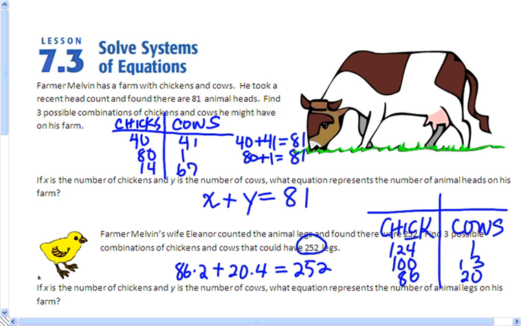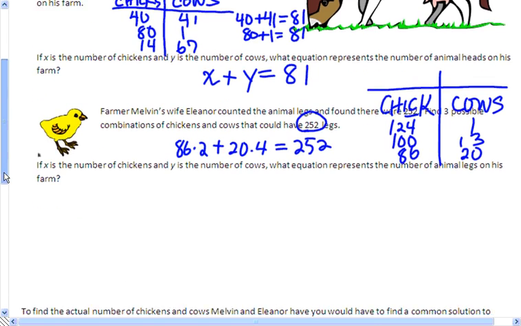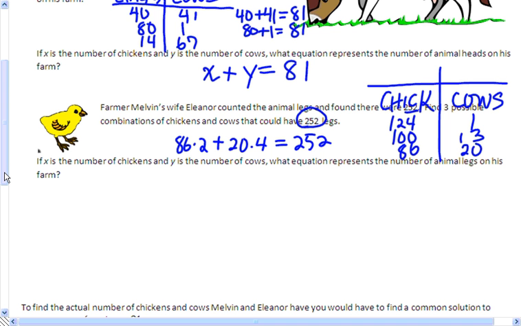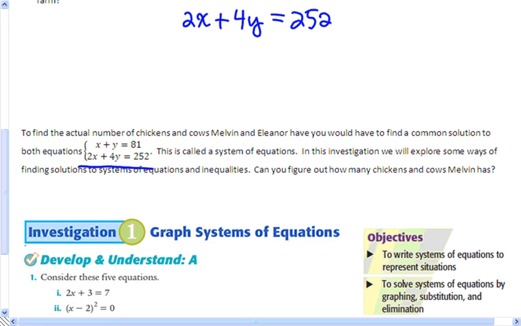Okay, so if x is the number of chickens and y is the number of cows, what equation represents the number of animal legs? Since we have to take our number of chickens and multiply by 2 because each chicken has 2 legs, we would get 2x plus each cow has 4 legs, so we multiply by 4y, and that would have to equal 252. So we actually have 2 different equations for the same problem. X plus y equals 81 and 2x plus 4y equals 252. When you take those 2 equations together, that's called a system of equations.